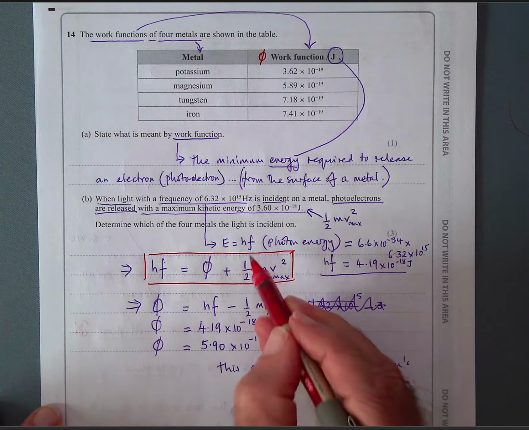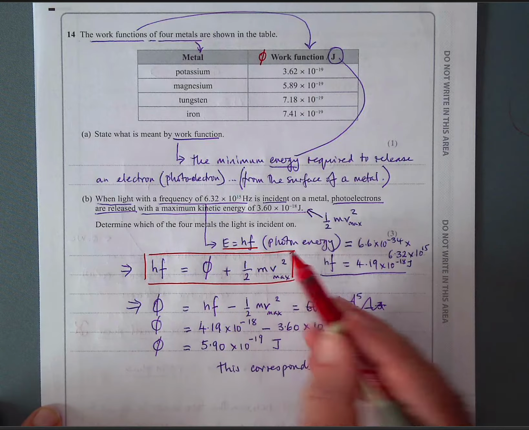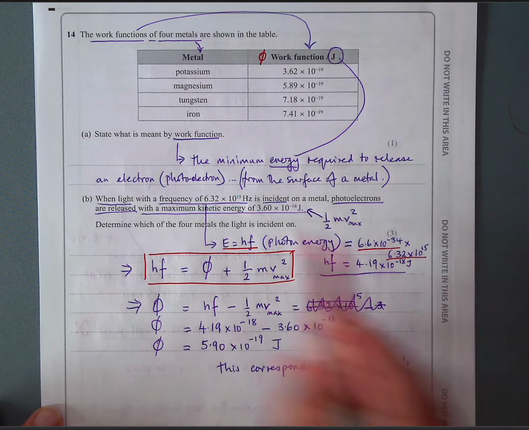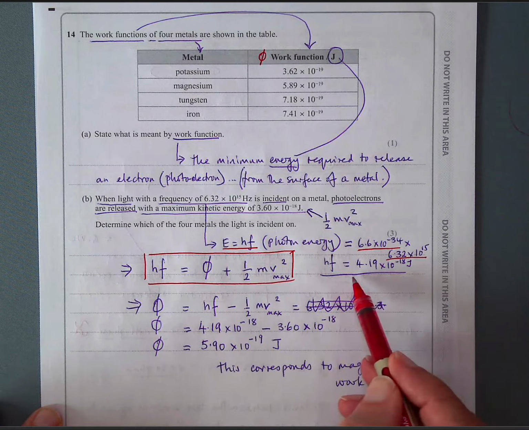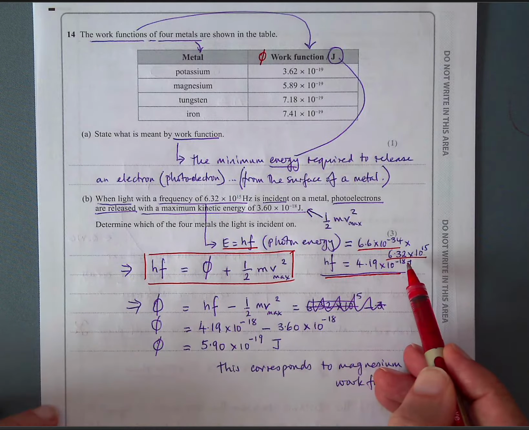So first of all, you need to know that the photon energy is hf. The equation is given to you on your equation sheet. Multiply h by the frequency you're given from the question, and you get this much. The photon energy will be 4.19 times 10 to the minus 18 joules.